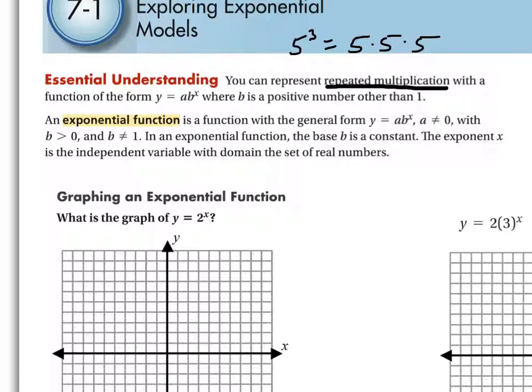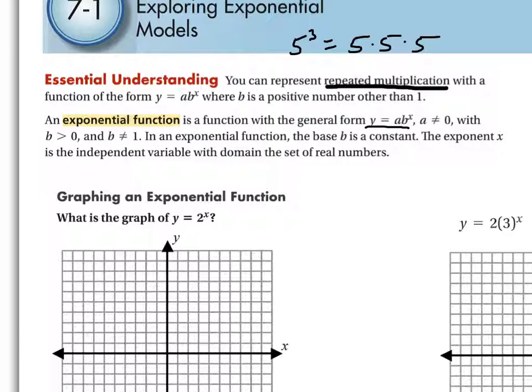So, exponential form. An exponential function is a function in the general form y equals a times b to the x. Please notice that only the b is being raised to that exponent. Only the b is being raised to that exponent. It's a times b to the x.